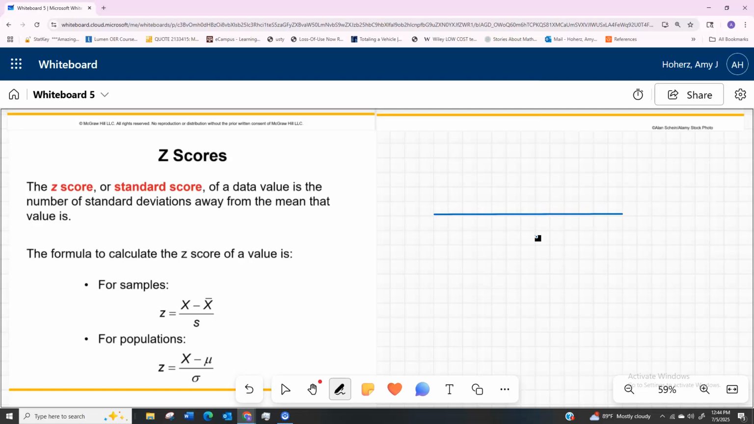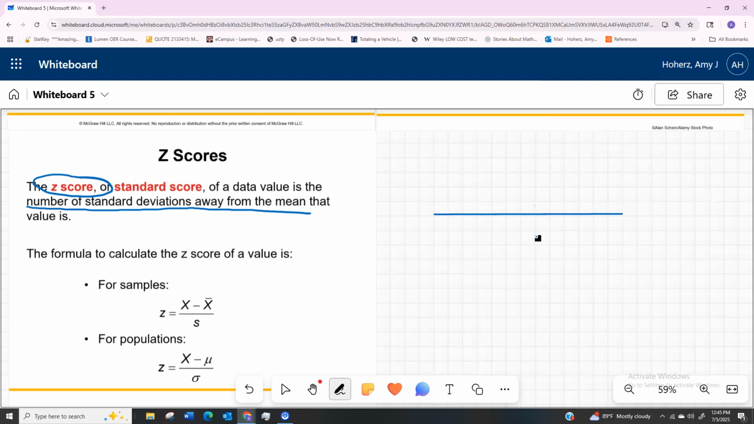So when we're talking about z-scores, we're simply talking about the number of standard deviations away from the mean. The z-score, they also call it here the standard score, but that's really not used very often in the rest of the book.